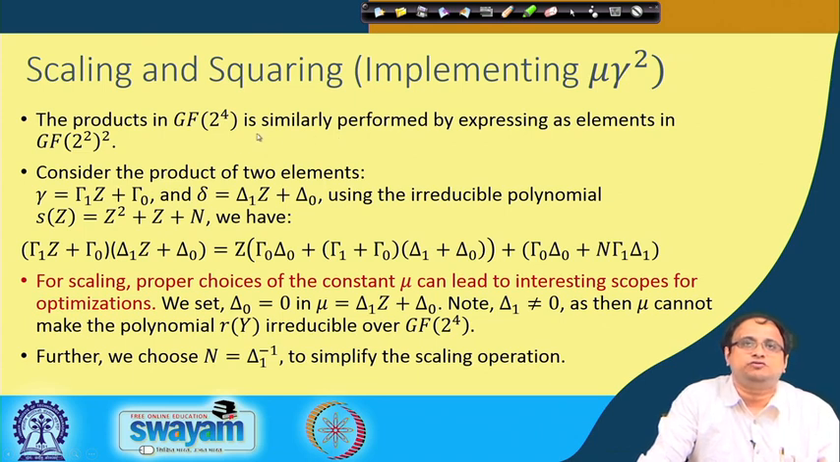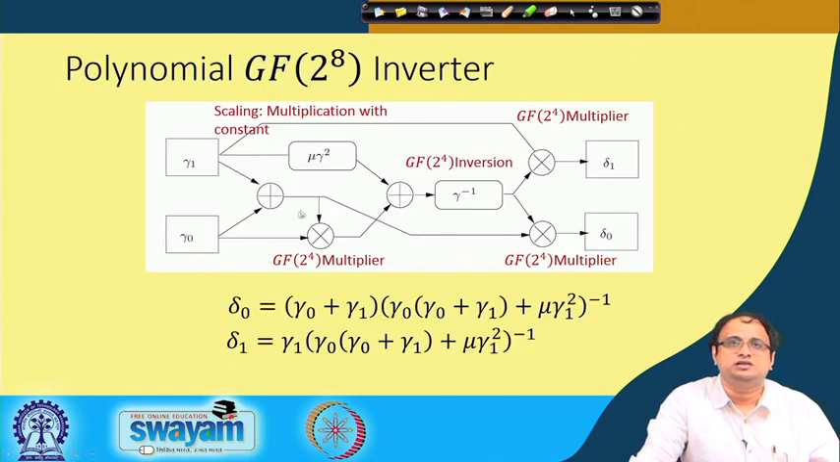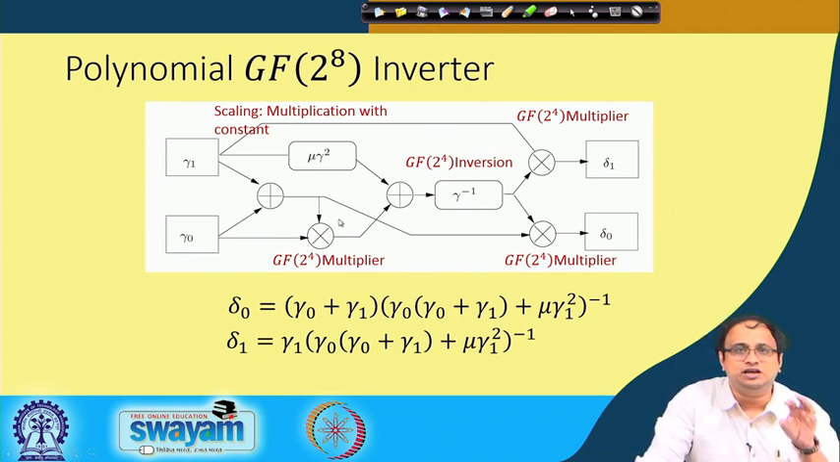So, the product in GF 2 power of 4 is similarly performed by expressing the elements in GF 2 power of 2. So, now we are considering the products in GF 2 power of 4. If you observe the circuit here, these operations are in GF 2 power of 4. So, now we are trying to hierarchically go into this circuit, and imagine that this GF 2 power of 4 is now written recursively in terms of GF 2 power of 2.